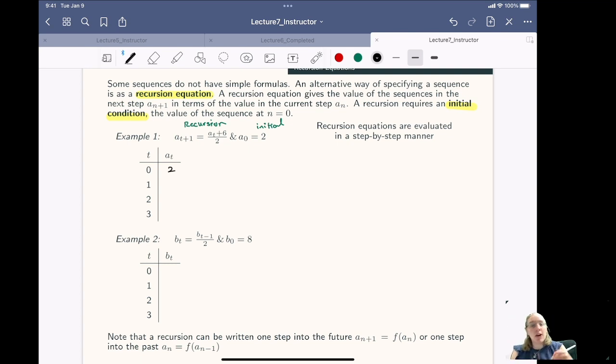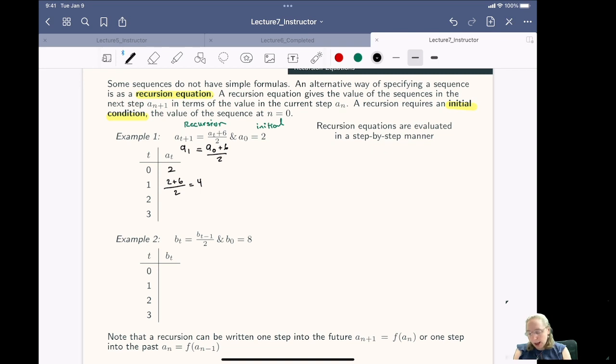And then to evaluate the next step, we say, what happens next at the first point, given I know what happened at the 0th point. So, for example, if we want to know what happened at a1, that means that t is equal to 0. So that is a0 plus 6 over 2. Okay, you can do this. That's 2 plus 6 over 2, which is equal to 8 over 2, which is equal to 4.